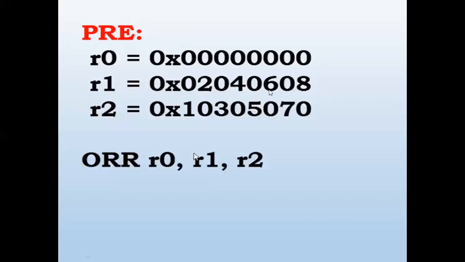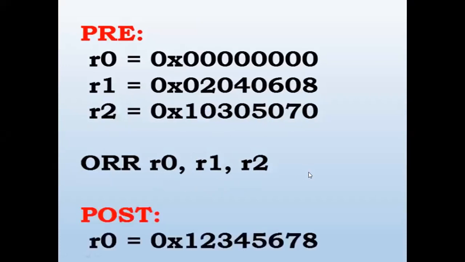If you see the example, R0 consists of 0x all zeros, R1 consists of 0x02040608, and R2 consists of 0x10305070. So it should do the OR operation. What should it do? It should do R1 OR R2, and the result should be stored in the destination register R0.